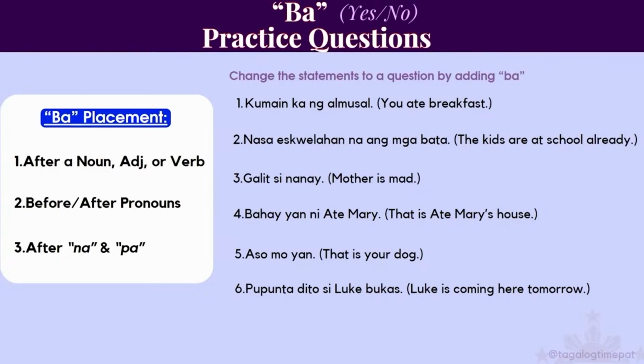Kumain ka ng almusal. We have to change the statement into a question by adding ba. So, kumain ka ng almusal means you ate breakfast. Where would ba go? Kumain is a verb, so it would probably go after that. Let's see. Kumain ka ba ng almusal. So it actually goes after ka because it is one of the pronouns that go before ba. Tricky, right? It's just one of those things that we'll have to memorize. Did you eat breakfast? Pause the video now and then we will do the rest in just a minute.